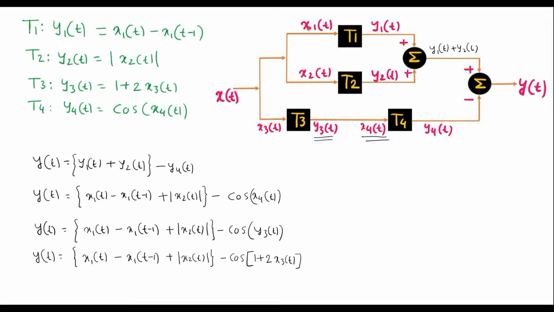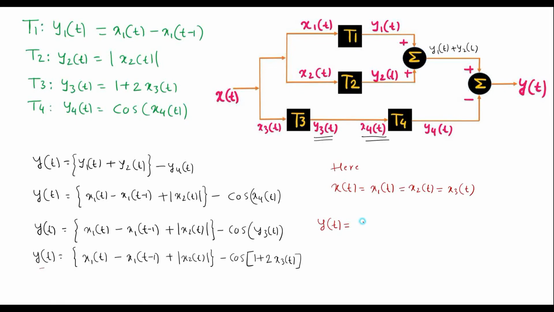Here we can observe that x1 of t is equal to x2 of t, which is in turn equal to x3 of t, which is nothing but x of t. Therefore, we can say that x of t is equal to x1 of t, x2 of t and x3 of t. Here x of t is equal to x1 of t is equal to x2 of t is equal to x3 of t.